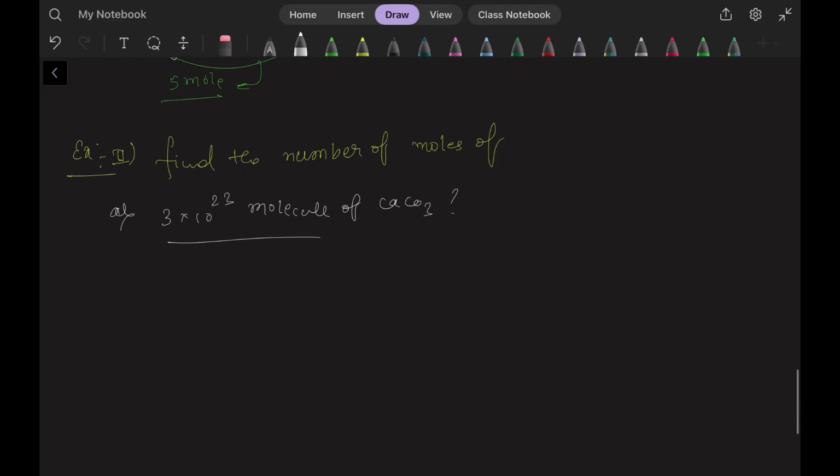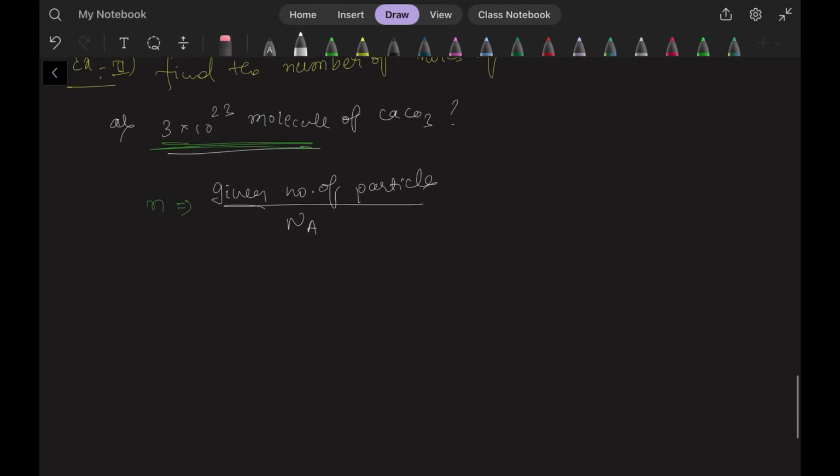I told if the question is in terms of entities, then number of moles is equal to the given number of entities, nothing but given number of particles, divided by what? Avogadro number. Therefore 3 into 10 to the power of 23 divided by 6 into 10 to the power of 23, you are going to get 1 by 2, that is cancelled. 3 ones are 3, twos are, nothing but 0.5.